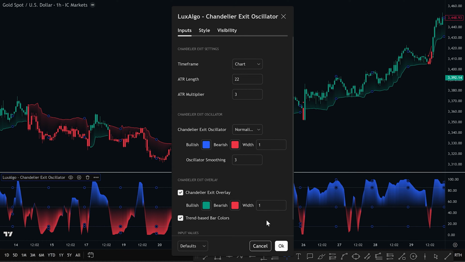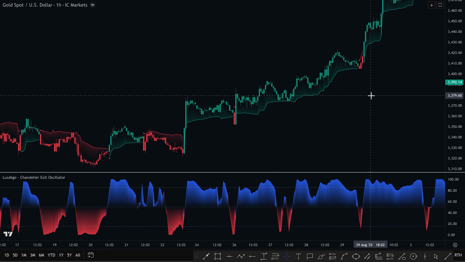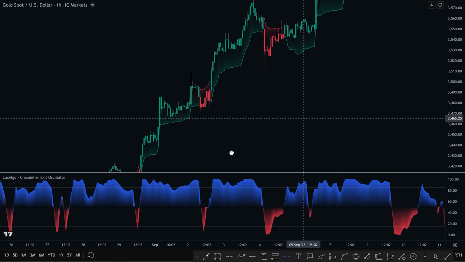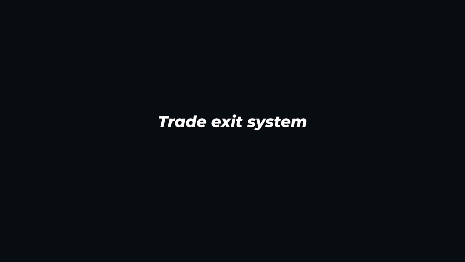In simple terms, this indicator turns complex trailing stop logic into a clean, visual tool. It not only shows where to protect your trades, but also when momentum is shifting, giving you a real-time map of market behavior. The easiest way to start using this indicator is as a trade exit system.